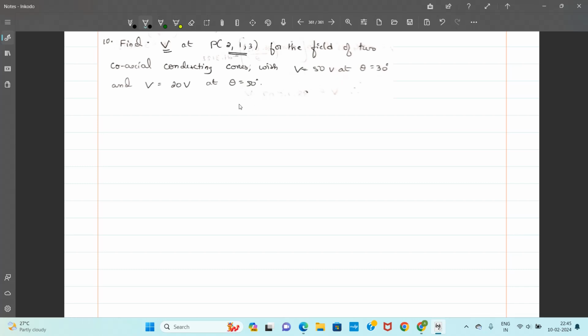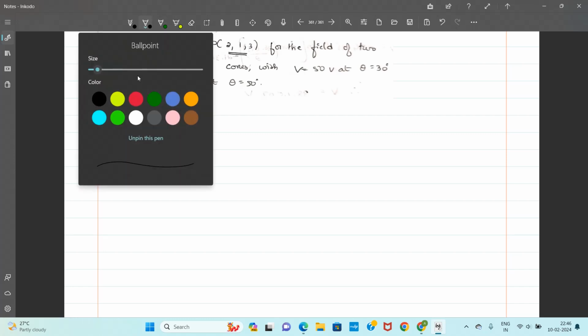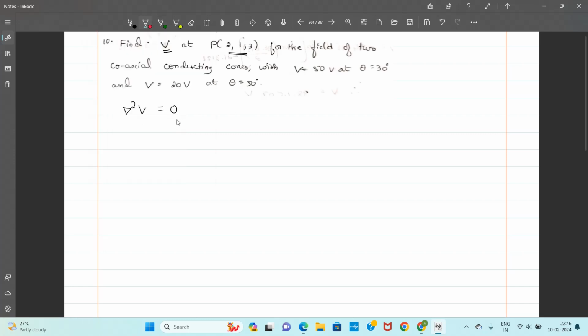Now, first of all, identify whether to use Laplace equation or Poisson's equation. Nothing is mentioned about rho v, volume charge density, right? So I'll have to go for Laplace equation only. Del square V is equal to 0. Since nothing is given about rho v, I cannot use Poisson's equation. I have to go for Laplace equation.